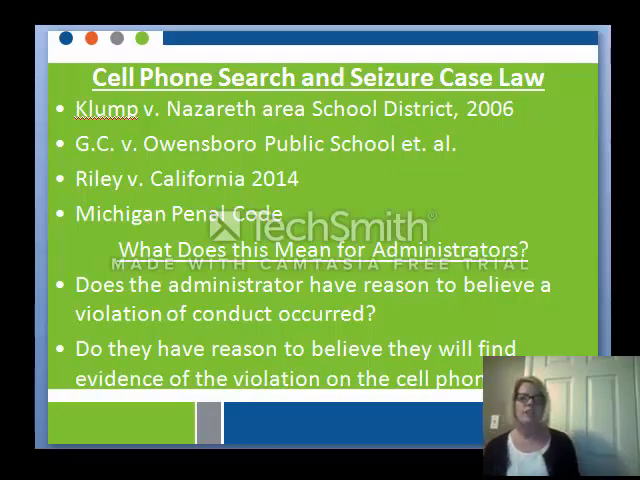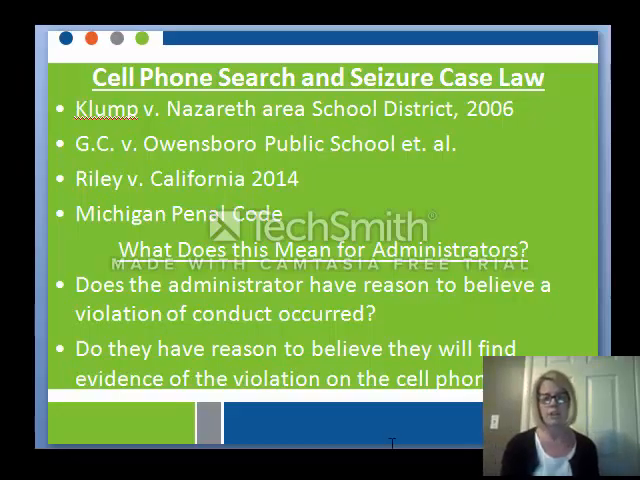So when we combine all these things together, I think we're seeing a trend that it's going to be very difficult for schools to seize a student's cell phone and then continue to search it for evidence of other misdemeanors. So you really need to make sure as an administrator that you have good, solid reason to believe that a serious threat or violation of conduct has occurred, and that you have reason to believe that you will actually find that evidence upon search of the cell phone.